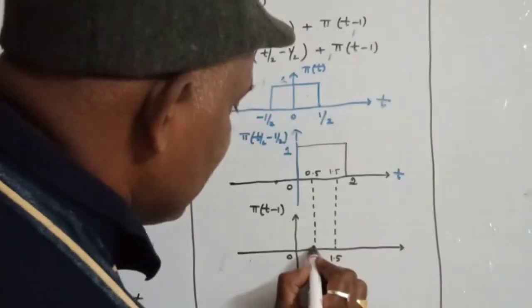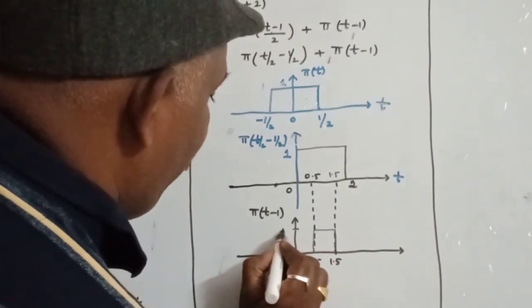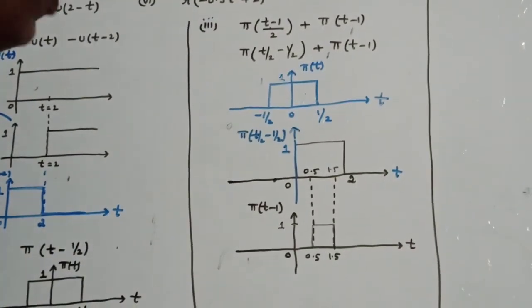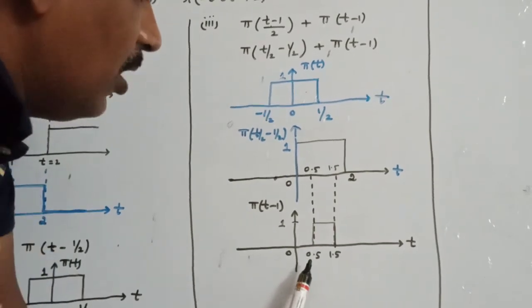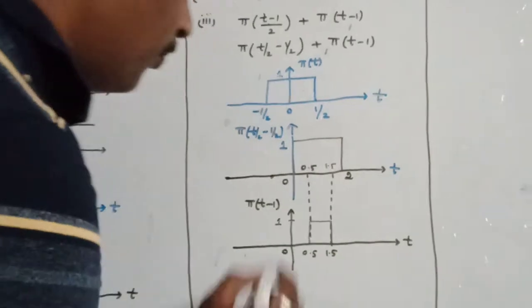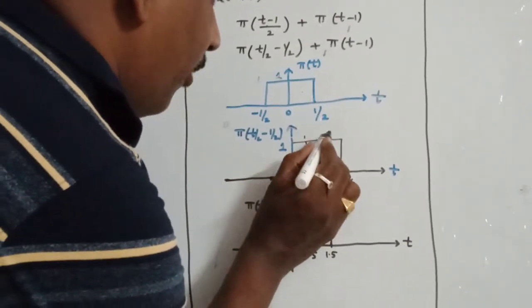So you have to draw the pulse pi of t minus 1. The answer of pi of t minus 1 is this. So shift 1 unit right side. 1 unit right side means it is extending from 0.5 to 1.5. Let us add both of them, and you will get the answer.